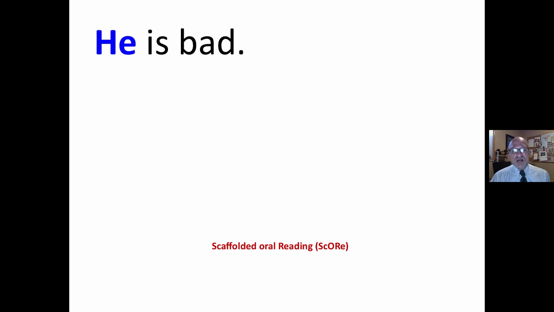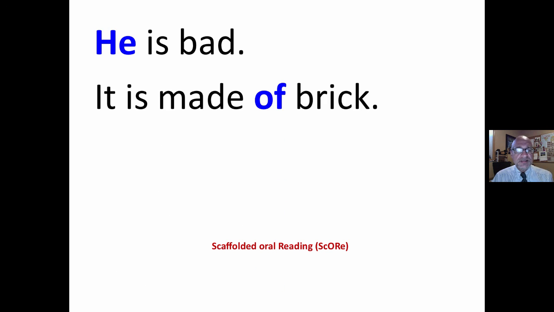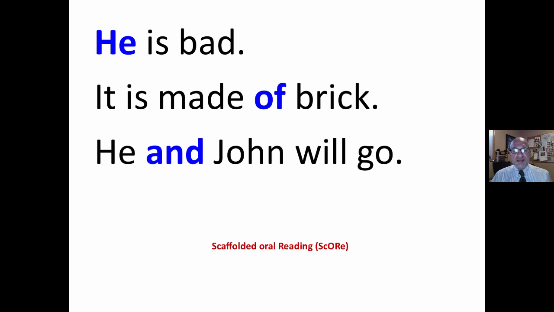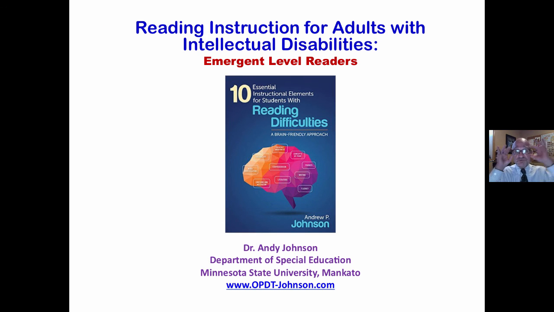And then put them in a context. He is bad. Do you see one of our words? Yes, there it is. He. It is made of brick. Where's our sight word? Good. Of. And there you go. That's just a sample of the type of reading instruction we use with adults with intellectual disabilities who might be at the emergent level. That's as reading is emerging at kind of the pre-first grade level.